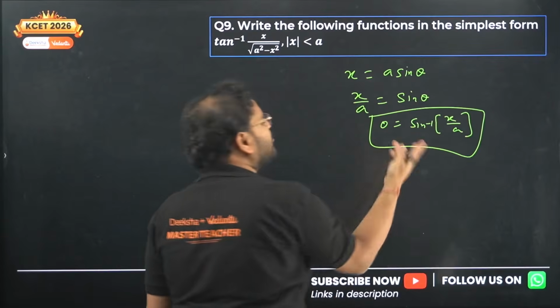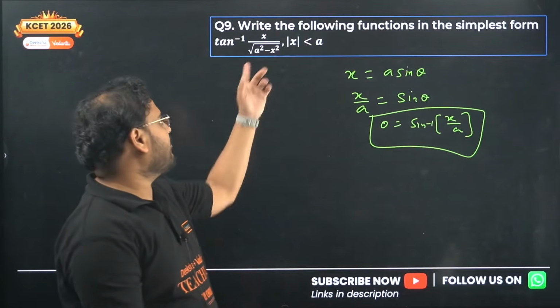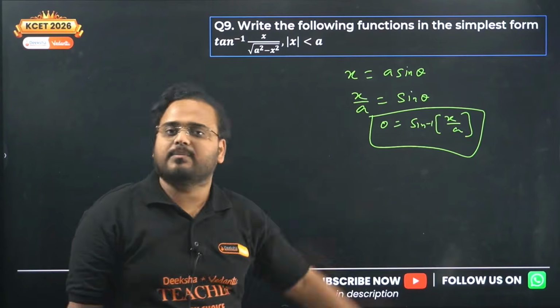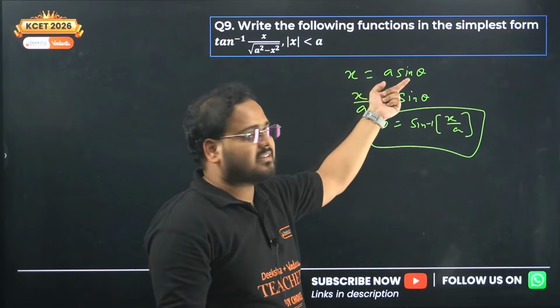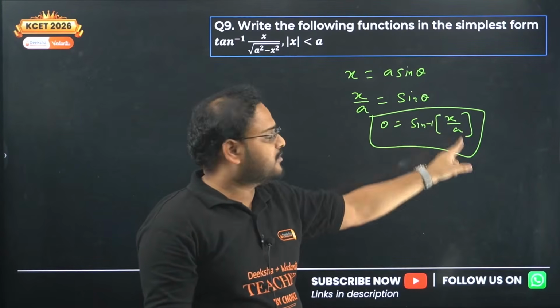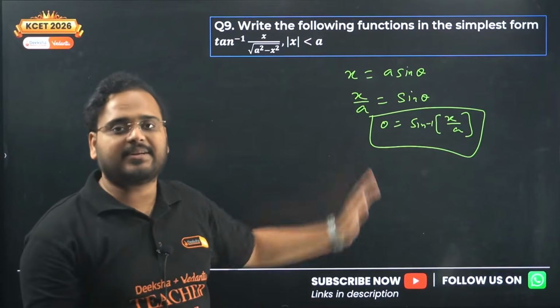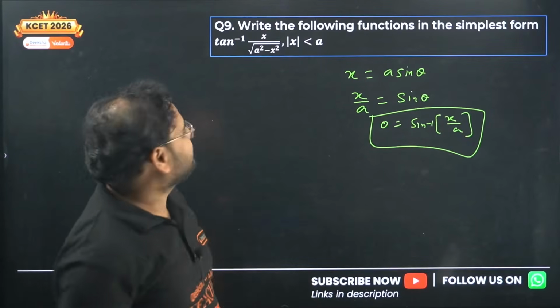Why did I find this? Because the question is given in the form of variable x, we have to write the answer in terms of variable x only. So I got x as a sine theta, but I have to find the value of theta also, sine inverse of x by a, just to use it later. No problem, right? Okay. Solve it from here.